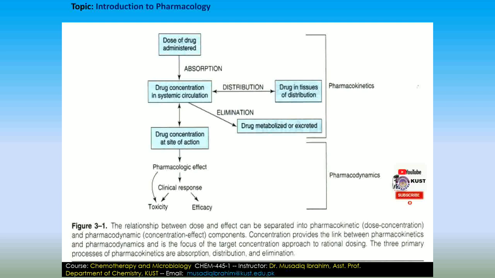The three primary processes of pharmacokinetics are absorption, distribution, and elimination. So basically, what this flow sheet diagram is telling you is that when you are studying the drug in terms of its interaction with the body and the interaction of the body with the drug, that is divided into two types. One is how the body is treating the drug or interacting with the drug, and that is dealt with in pharmacokinetics. And then how the drug is responding to the body is dealt with in the pharmacodynamics branch.